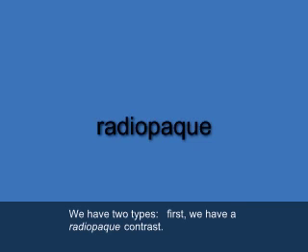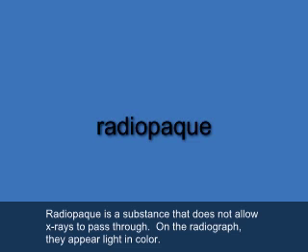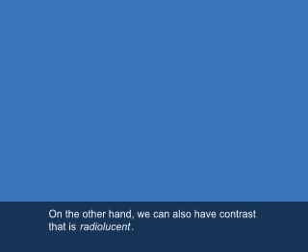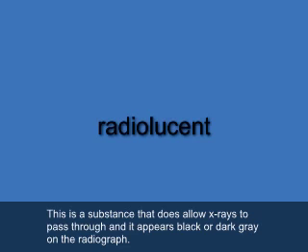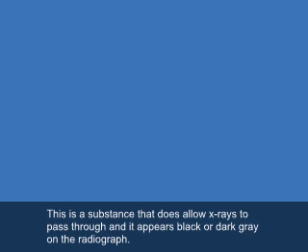Radiopaque is a substance that does not allow X-rays to pass through. On the radiograph, they appear light in color. On the other hand, we can also have a contrast that is radiolucent. This is a substance that does allow X-rays to pass through, and it appears black or dark gray on the radiograph.